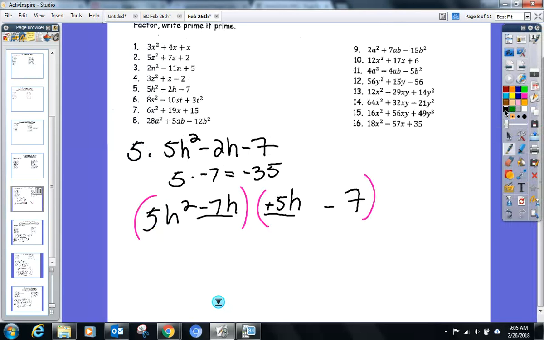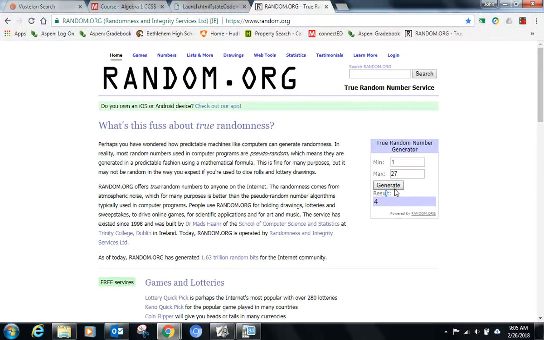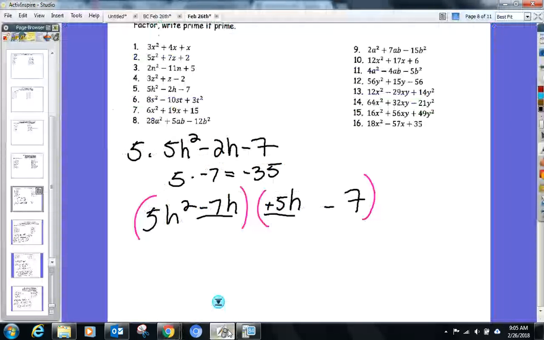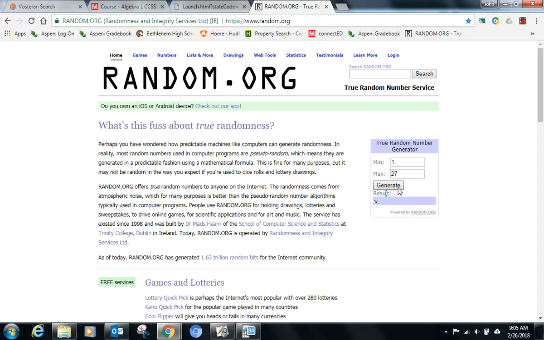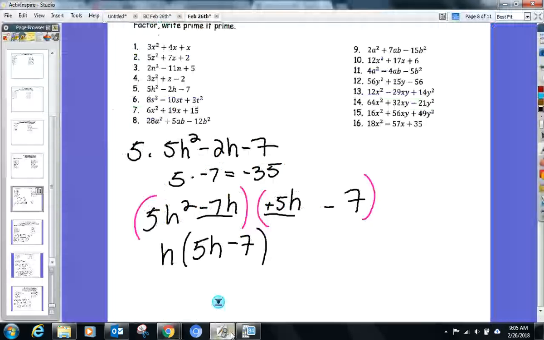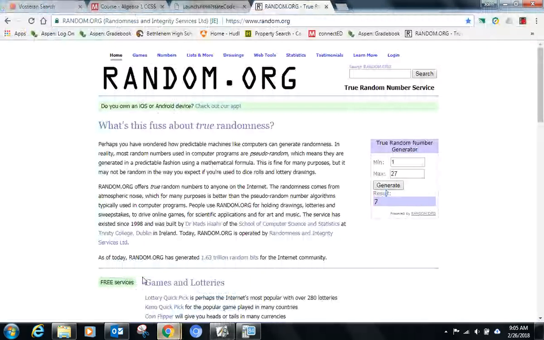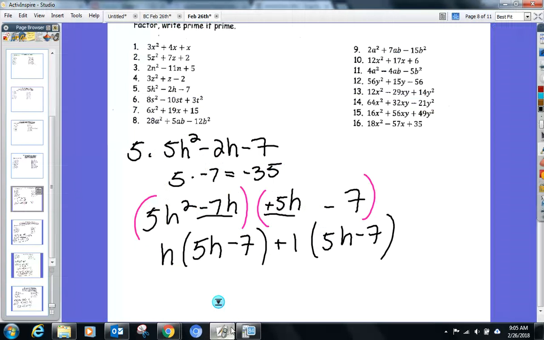What can I take out of that first grouping? Here you go. 4. What can I take out of that first grouping? Yep. What's left? Okay, I want a 5h minus 7 in the next one, and look what's already there. So what about out of the next one? 7? Yep. And finish your grouping up for me. Finish that grouping up. Here you go, 11. Finish that grouping up.